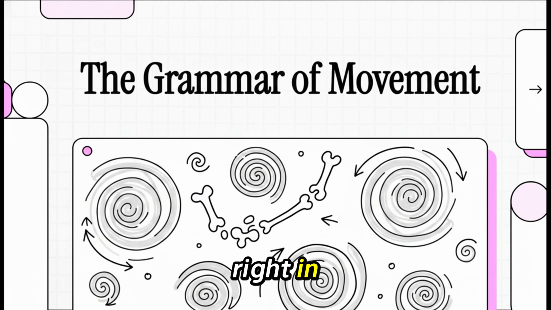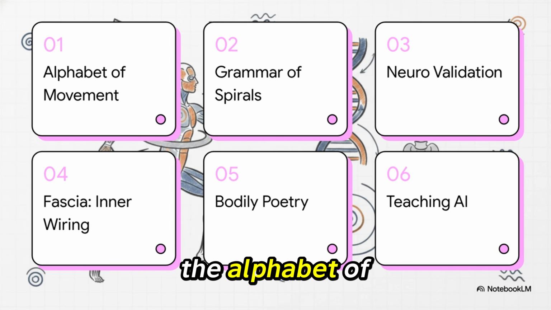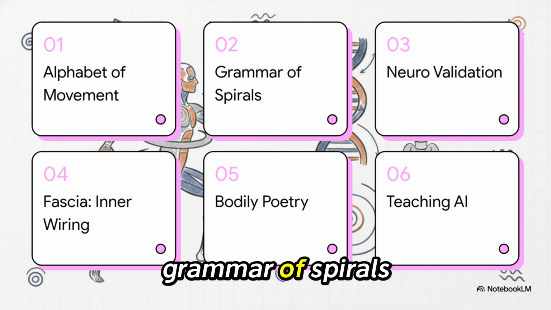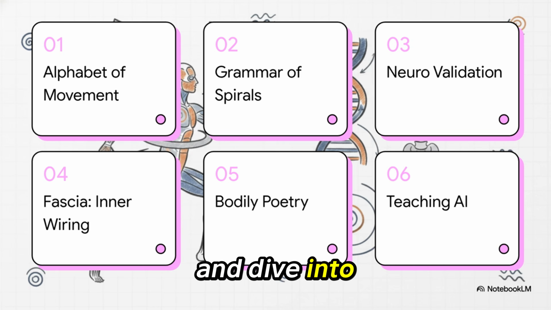Okay, let's dive right in. Here is our roadmap for today. We'll start with the alphabet of movement, look at the grammar of spirals, check out the neuroscientific validation, and dive into fascia as our inner wiring. Then we'll see this bodily poetry in art and sport, and finally look at how we're teaching movement to AI.